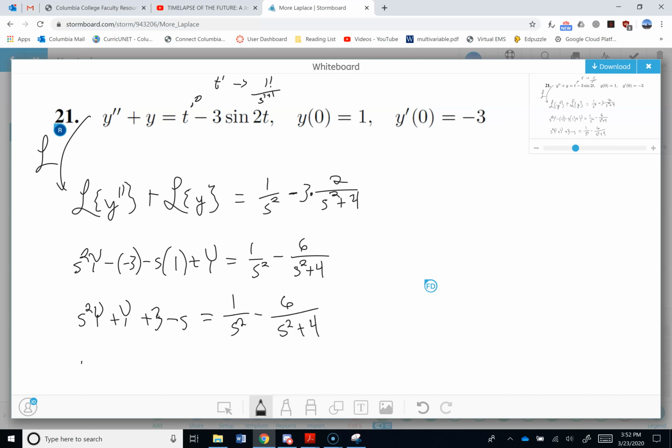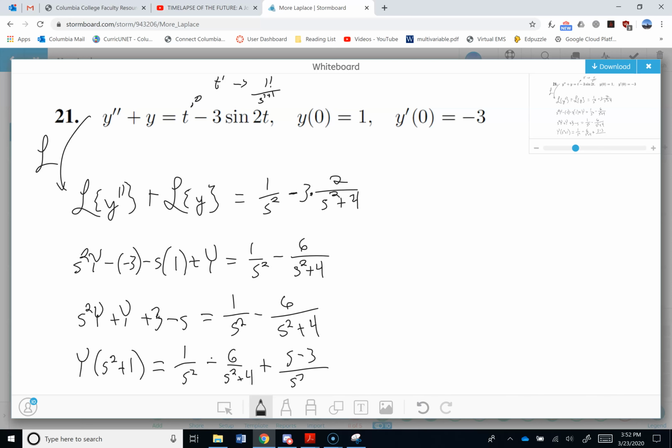Okay, so I need to factor a Y out. So I've got Y times s squared plus 1. And then I need to move some stuff to the other side. So I have a 1 over s squared minus 6 over s squared plus 4. And then I have a plus s minus 3 over s squared plus 1. Wait, what? Not that last part. That was just my brain being off.